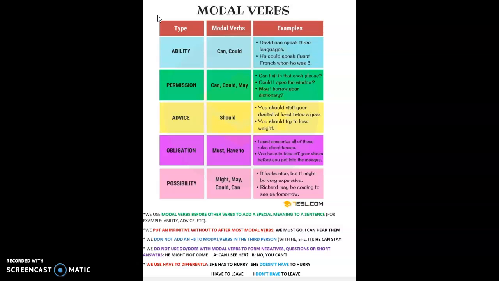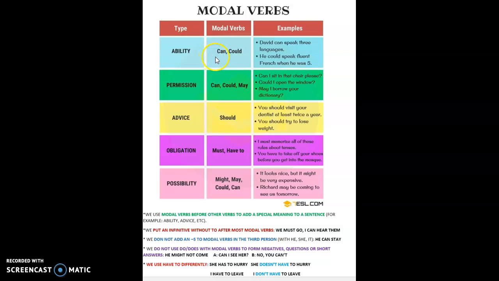Okay, before we start, we use modal verbs before other verbs to add a special meaning to a sentence. For example, ability, advice, permission, obligation, possibility. We want to reinforce the idea of ability, permission, advice, obligation, possibility. Well, which are these modal verbs in English in the present?